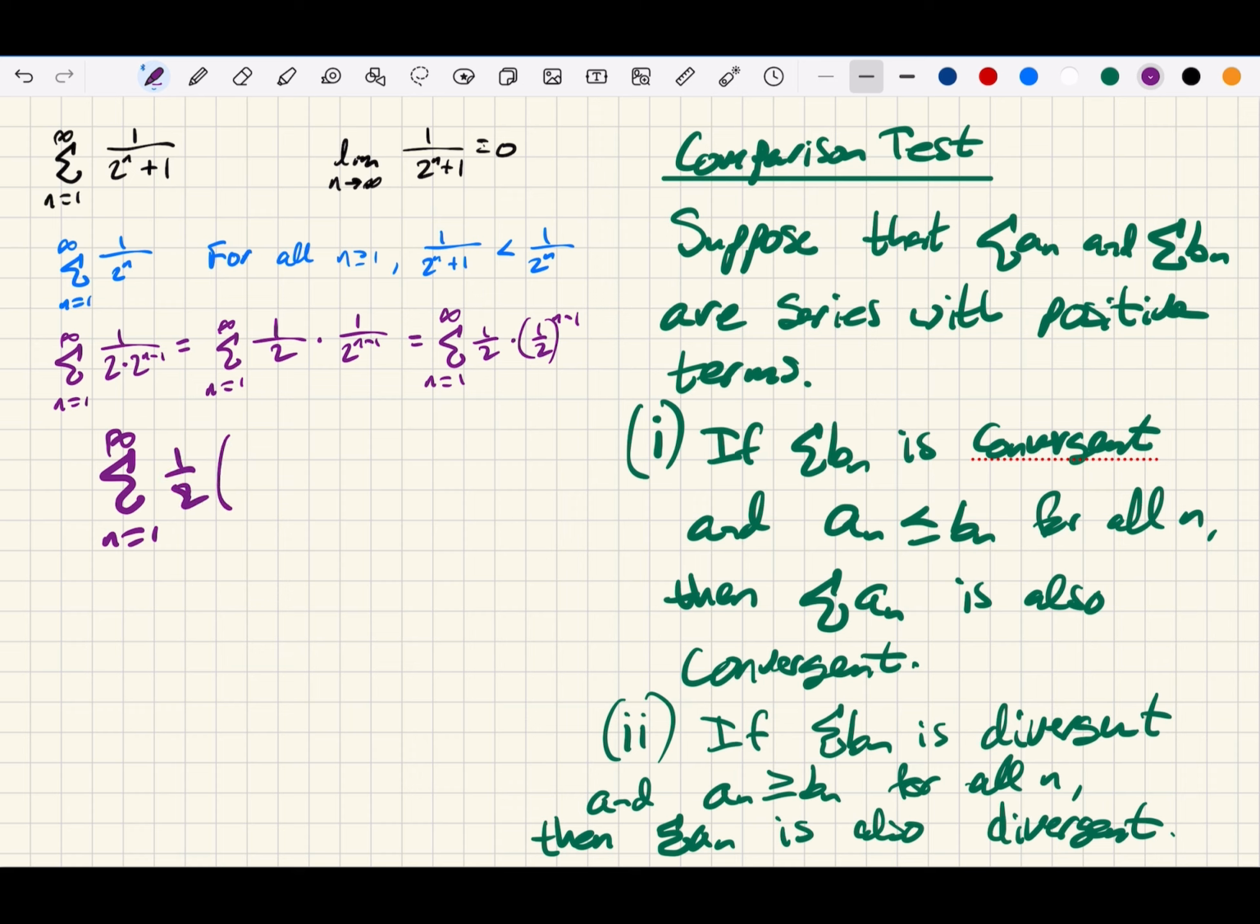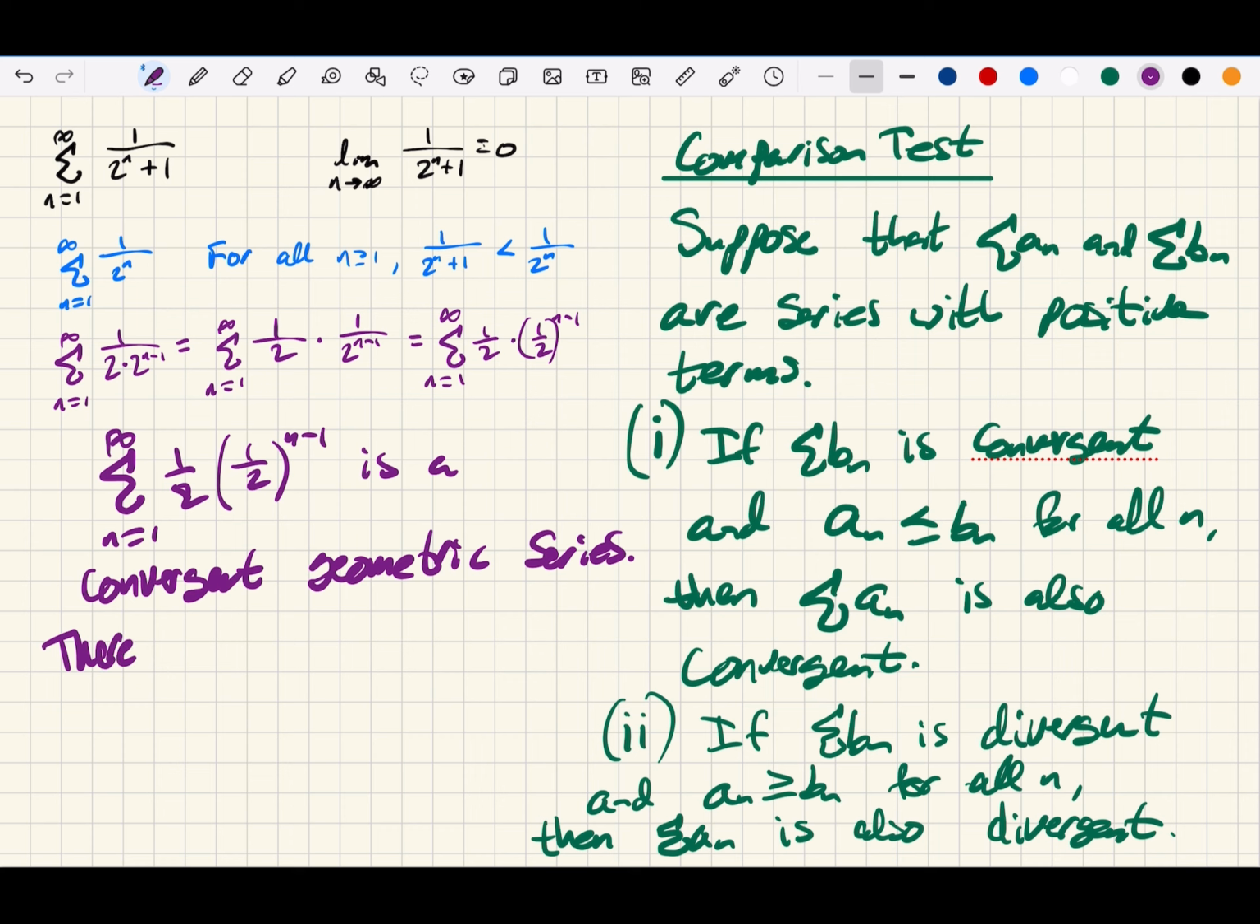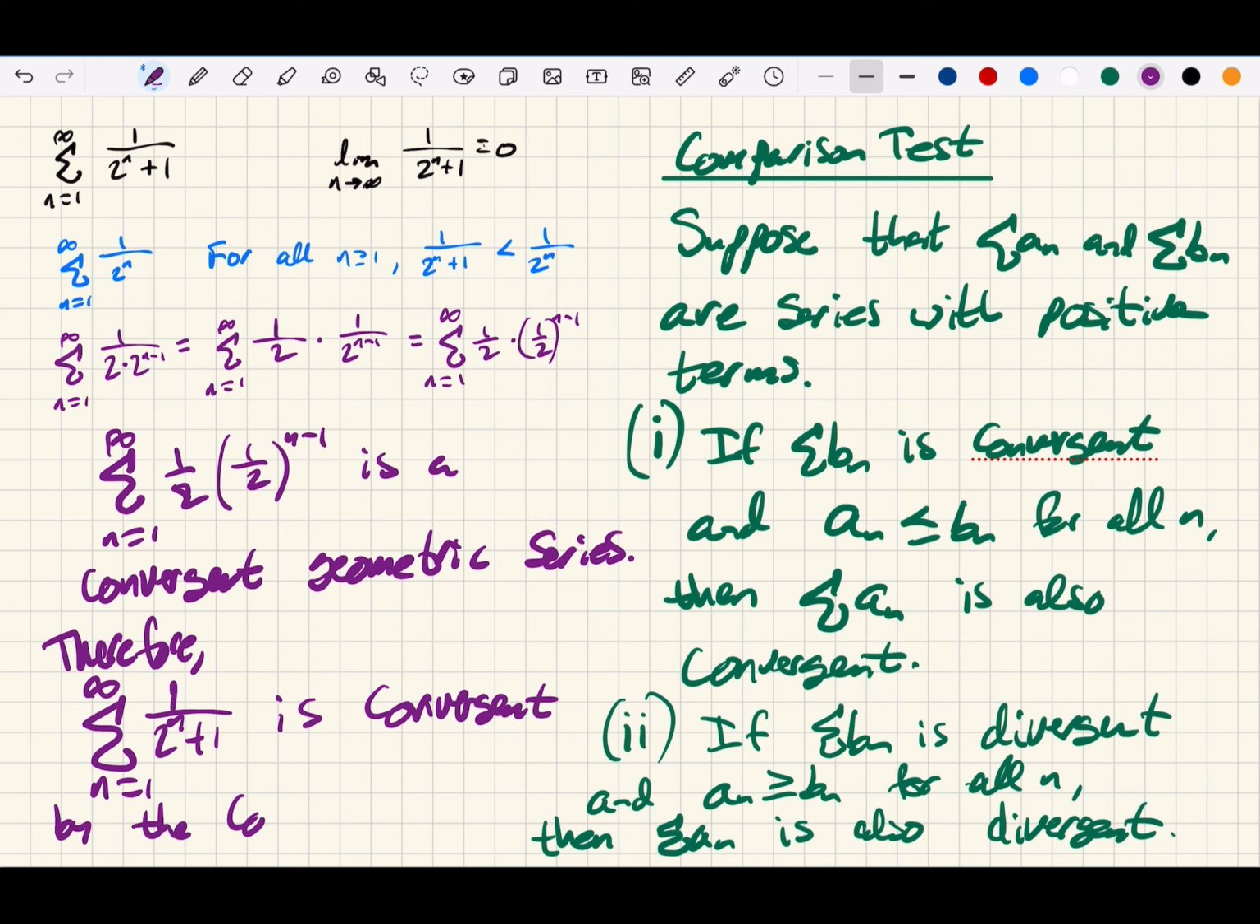So I'm going to say, the series from 1 to infinity of 1/2 times 1/2 to the n minus 1 is a convergent geometric series. Therefore, the sum n equals 1 to infinity of 1 over 2 to the n plus 1 is convergent by the comparison test.